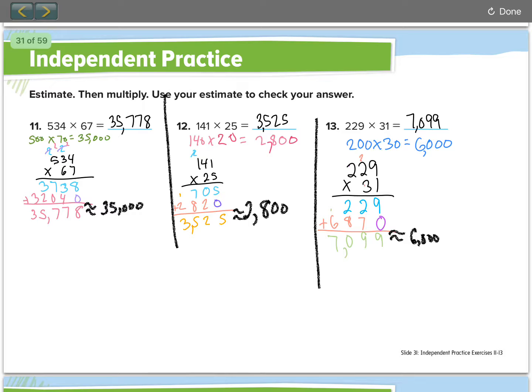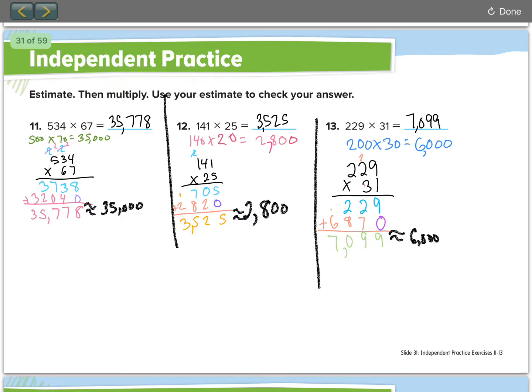Number 13, I'm going to multiply 229 times 31. 229 rounds down to 200, and 31 rounds down to 30. So my estimate is 6,000. Now because both numbers rounded down, I expect my answer to be greater than 6,000, but not too far. Now I multiply the ones column, which has a 1 in it. 229 times 1 is 229, so that goes on my first line.